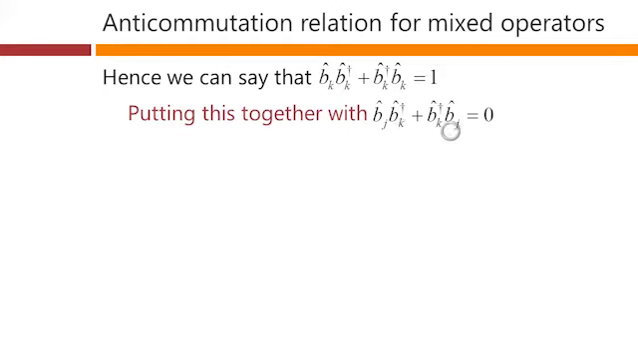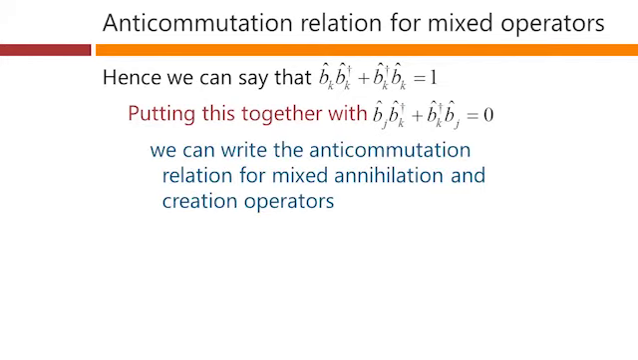Putting this together with this relation, where we tended to write the right-hand side as 0, it's technically a zero operator, we can write the anti-commutation relation for mixed annihilation and creation operators in this general form. So we have a Kronecker delta on the right, technically multiplying an identity operator, and this is the complete anti-commutation relation for creation and annihilation operator pairs.